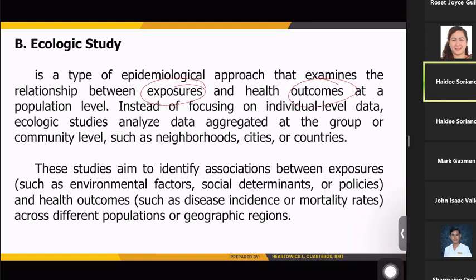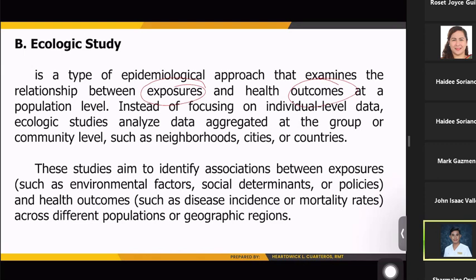Okay, exposure versus outcome. Ang exposure po refers to any factor that may be associated with outcome of interest. It is also called the predictor variable or independent variable. Ang outcome naman po refers to the variable that is studied to assess the impact of the exposure on the population. Okay po, ma'am. Thank you, Ma'am Heidi.